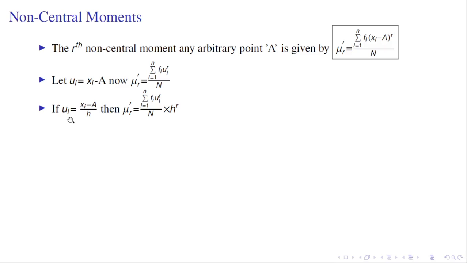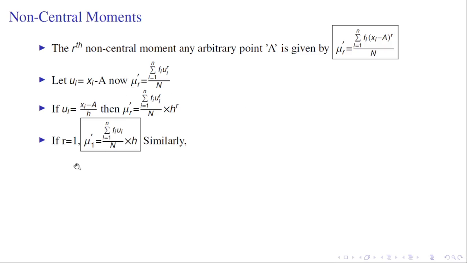If a is equal to xi minus a by h, where h is the class interval or width of the class, then mu r dash is equal to the sum from i equals 1 to n of fi ui power r by n into h power r. This is the formula. If we take deviation to calculate non-central moments, we use this formula.